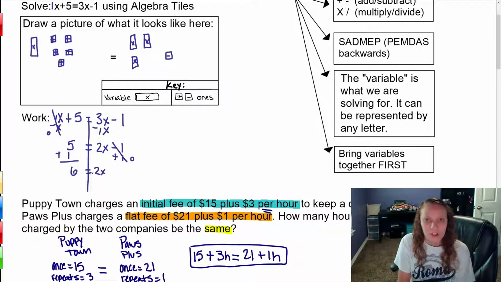To get rid of the 2, remember from the algebra tiles we separated it into two groups, and that's like division. 2x, when the number and the letter are next to each other, that means multiply. So I'm going to divide by 2 on both sides.